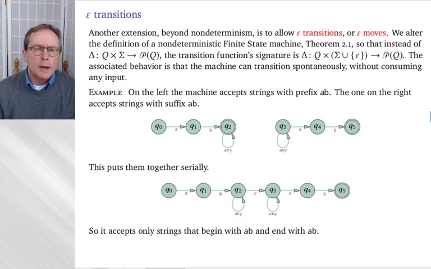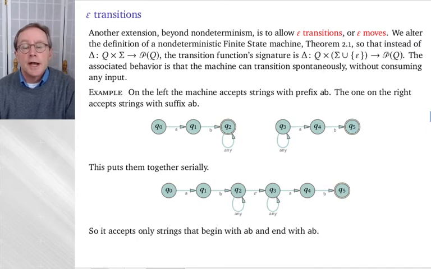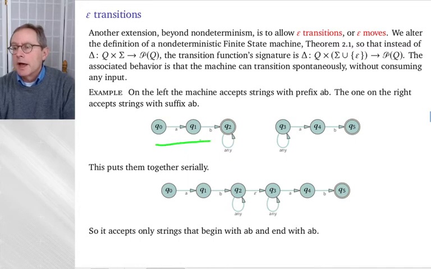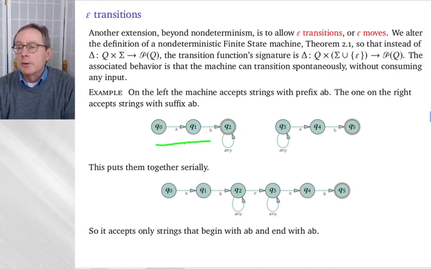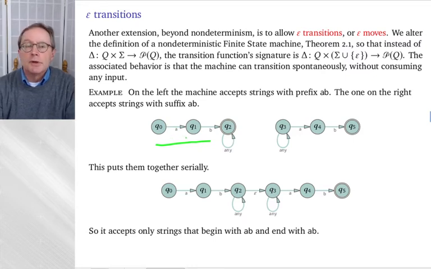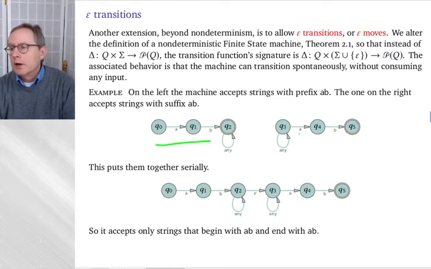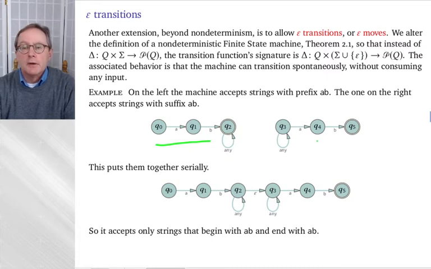Okay, and why are we doing that? The answer, just like with non-determinism, is that it's useful in an engineering sense. So let's do an example. On the left here is a machine that accepts strings. It's a non-deterministic machine. Actually, it's a deterministic machine too. I'm sorry, I misspoke, because it doesn't have any B here. So it's a non-deterministic machine that accepts strings with a prefix AB. Here is a non-deterministic machine that accepts strings with a suffix AB.